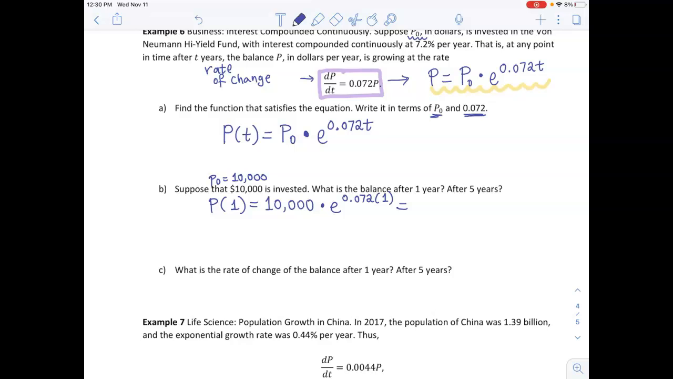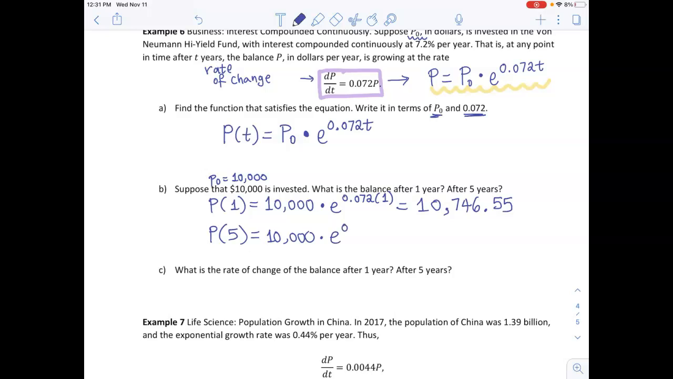So let's go ahead and plug this into our calculator. 10,000 times e raised to the 0.072, which is $10,746.55. Okay, no crazy rounding rules like rounding to the nearest million or anything, but this person earned $746.55 after 1 year in interest. That's good. All right, what about in 5 years? Money should be bigger, right?